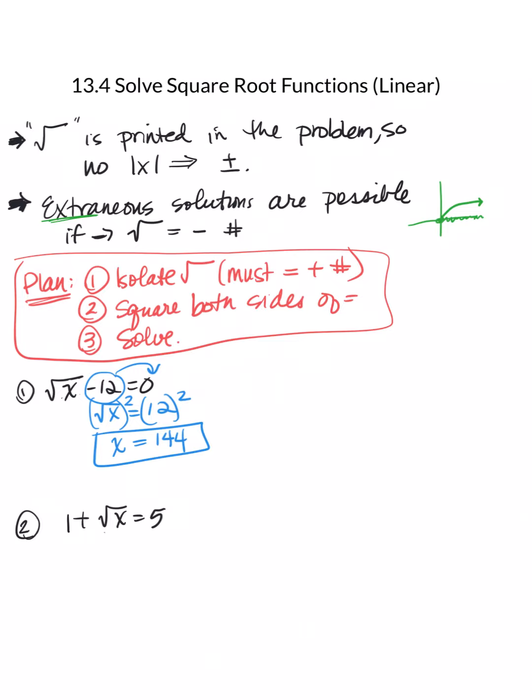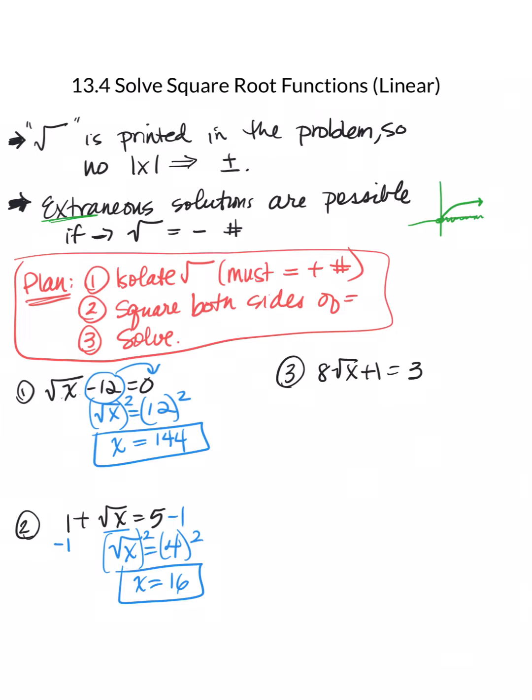So let's look at number 2. Again, I want to isolate the square root part, so I need to move that 1 over. So I'll have the square root of x equals 4. Now I'm going to square both sides. So I'll have x equals 16. All fine and good so far. So let's do number 3.